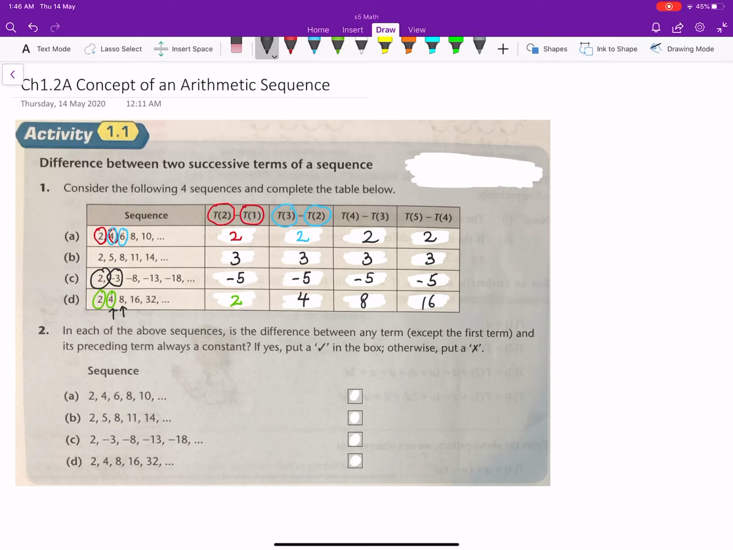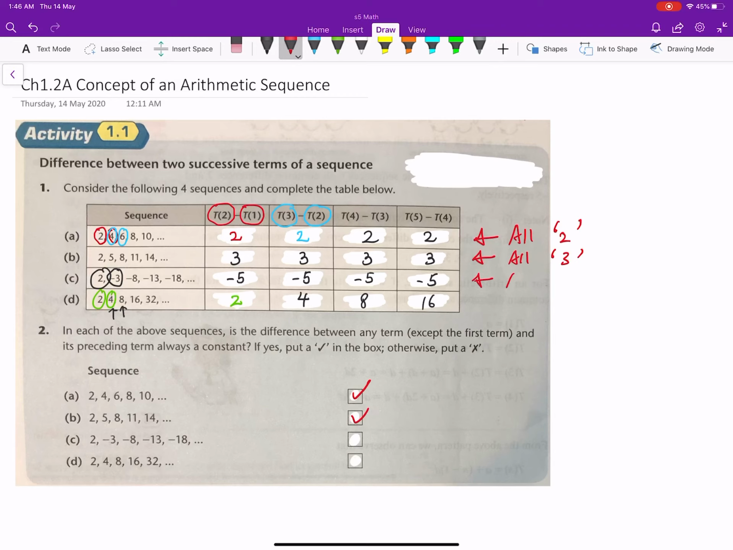Now we go to question 2. In each of the following sequences, is the difference between any term and its preceding term always a constant? That means, is T2 minus T1, T3 minus T2, T4 minus T3, etc. always a constant? If yes, we put a tick, otherwise we put a cross. So for the first one, we found all are 2's, right? So correct. And for this one, all are 3, so we still have this correct.